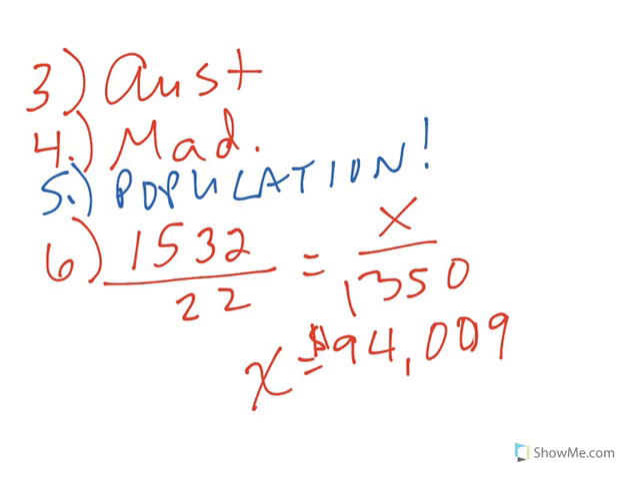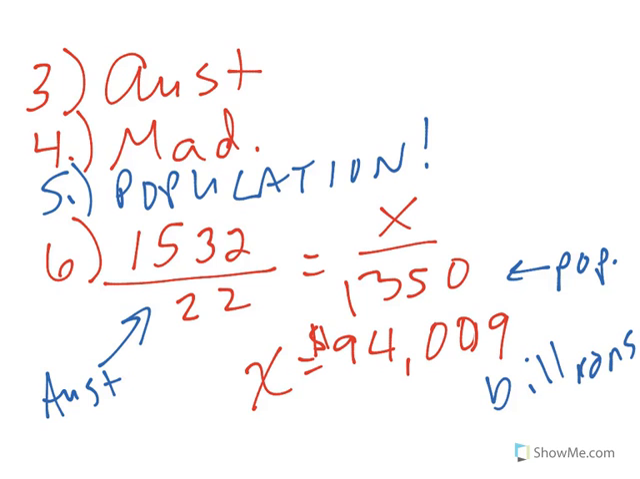Number 6, if China was like Australia. So again, this first part is Australia because we're comparing. Here's the population of China. We want to figure out what would their GDP be, and we would end up with 94,009, and that's actually in billions because that's the GDP. How is this actual? Oh my gosh, the actual is way less than that, right? It's almost 85,000 billions. Less than that. So it's a big, big difference.